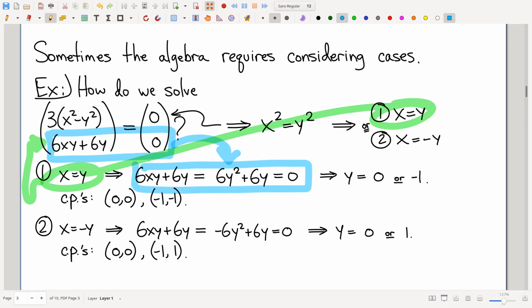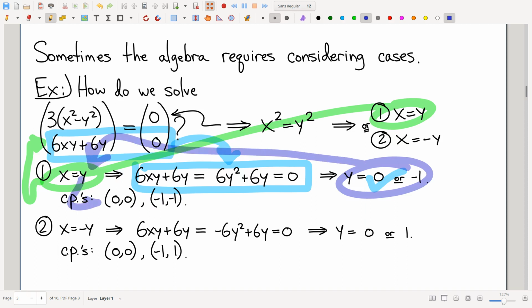And now we can just solve for y. Nothing to it. Single variable. Y is going to be 0 or negative 1. Is that cool? Everybody happy with that? No. Once you know y, now what does that tell me about x? Well, whatever y is, you can plug that into the condition, and that tells you x, and that then gives you your two critical points. Is everybody all right?